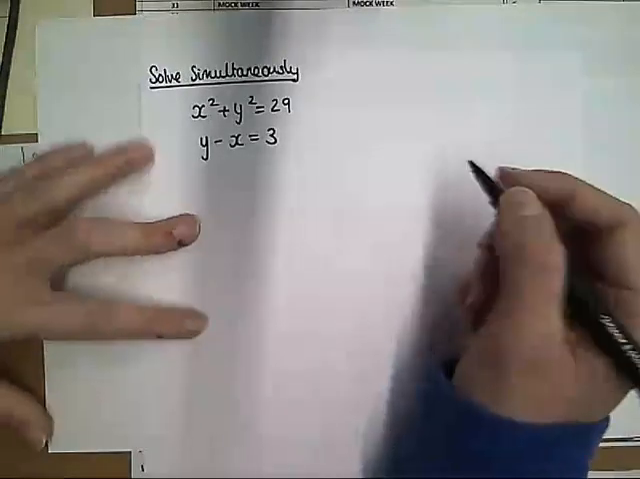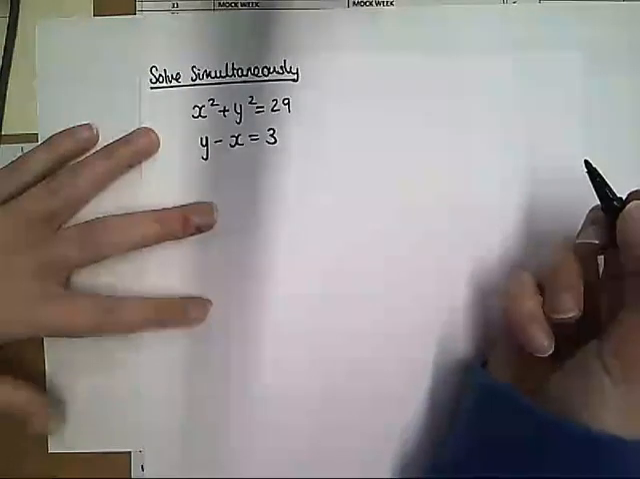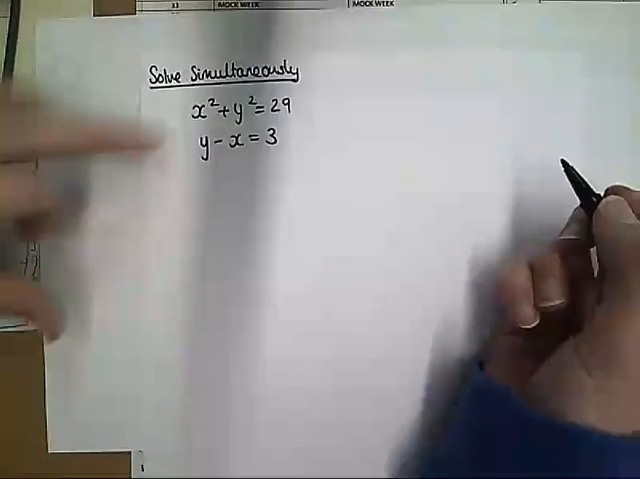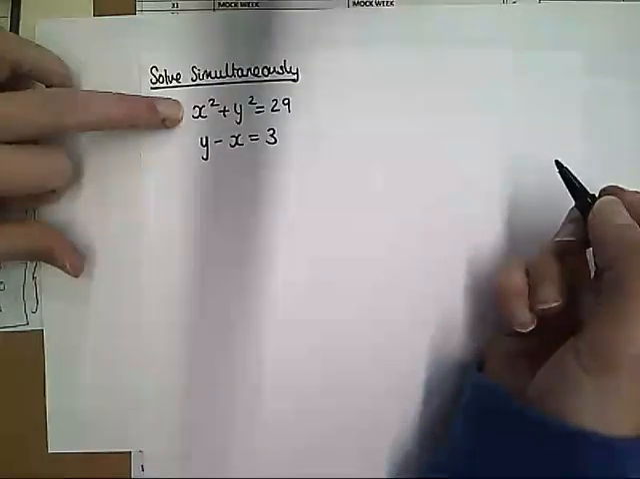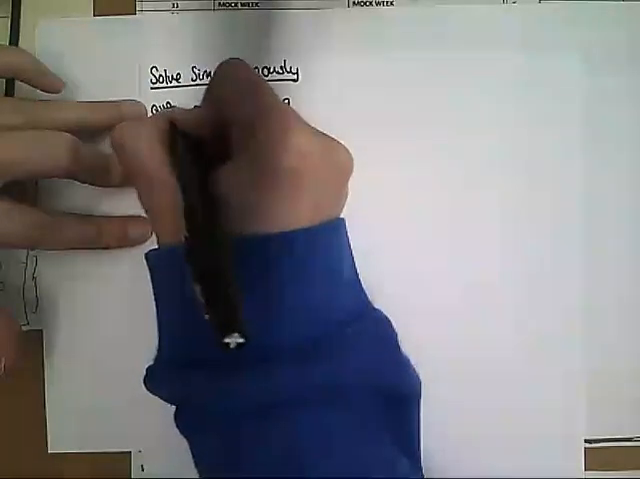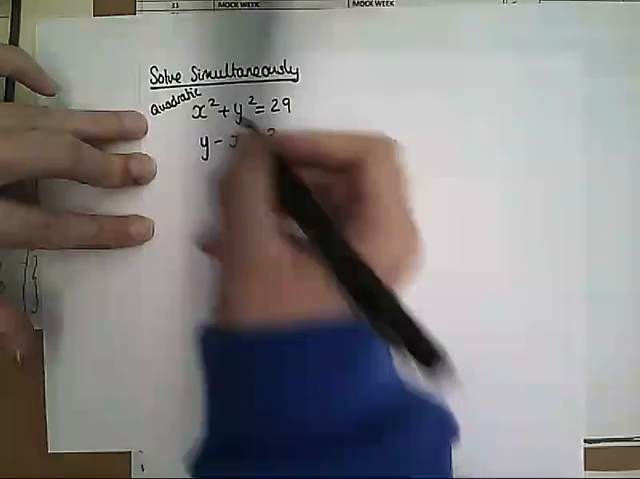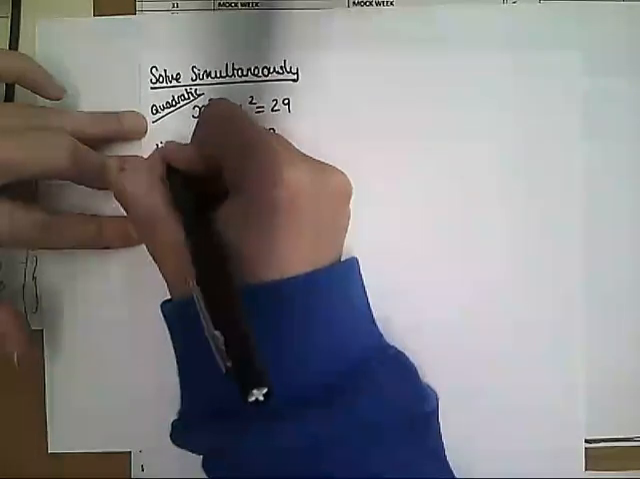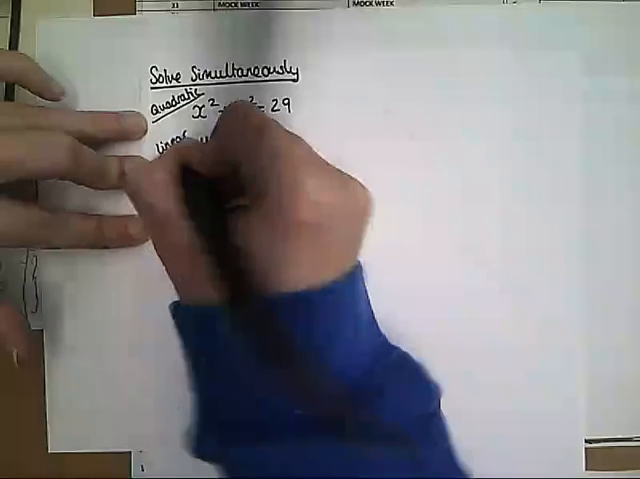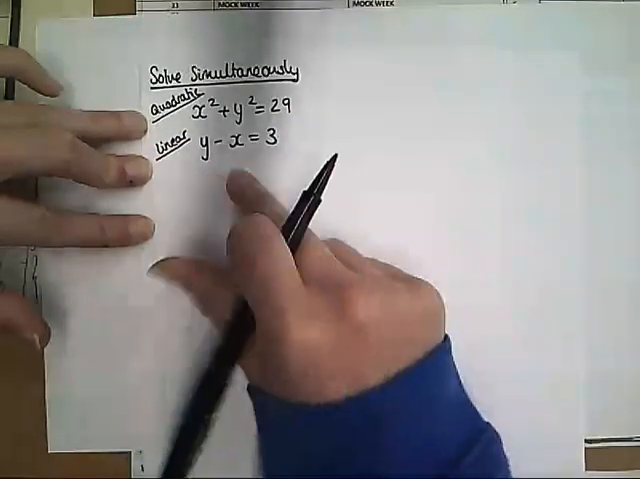Okay, so we're going to look at solving simultaneous equations, but this time one of them is a quadratic and one of them is a linear. If it's got some sort of x squared in, that means it's a quadratic, and if it hasn't, if it's just y equals x and so on, then it is a linear.